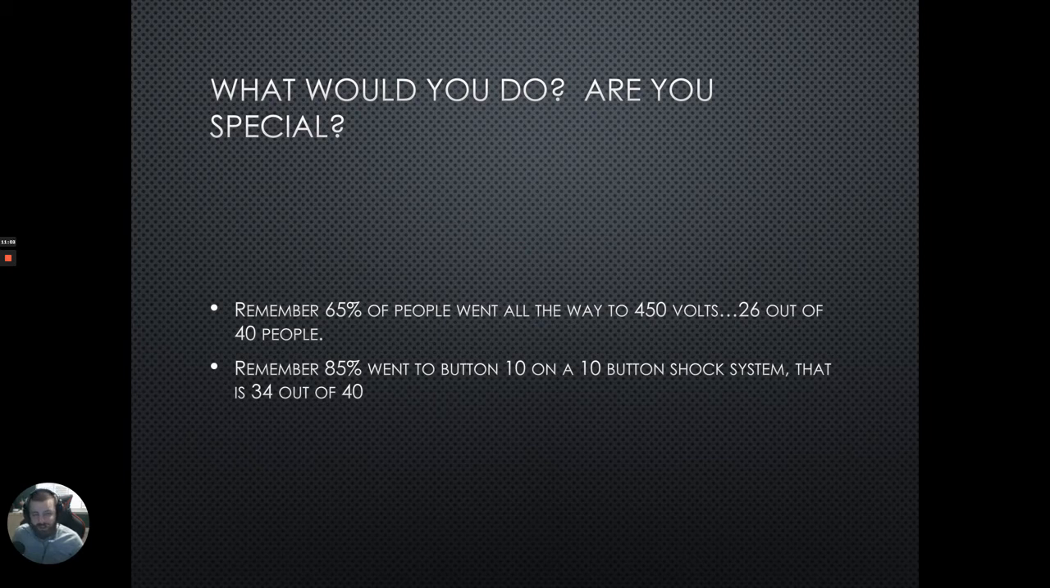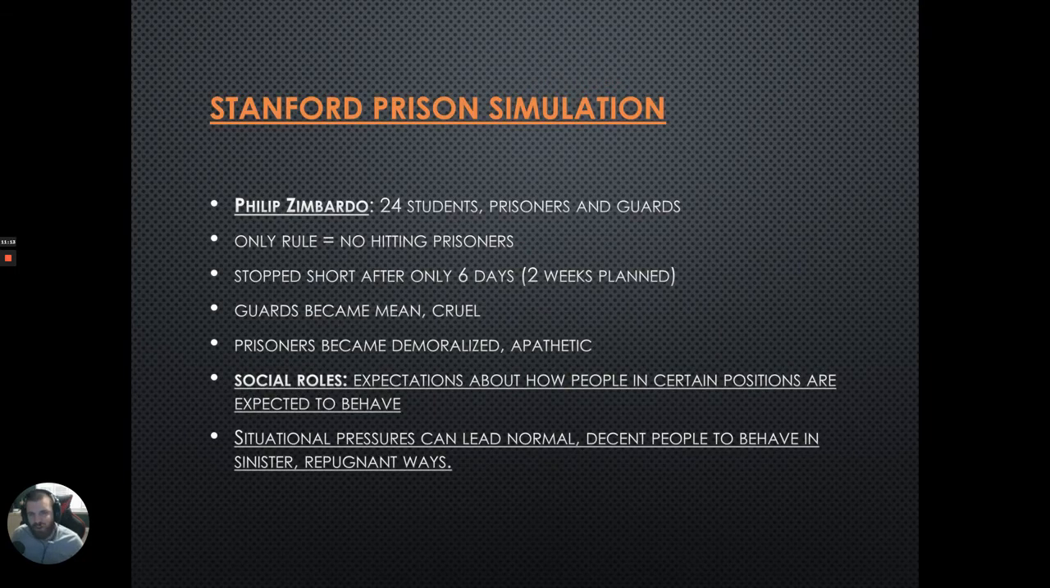So on a 10-button system, rather than showing, hey, this is 15 volts, this is 30 volts, just putting buttons 1 to 10, 34 out of 40 people went all the way to the end. So quite shocking results nonetheless. Now, we move to the final study, which is known as the Stanford Prison Study or Stanford Prison Simulation. This was led by Philip Zimbardo and involved 24 students, both prisoner and guard roles.